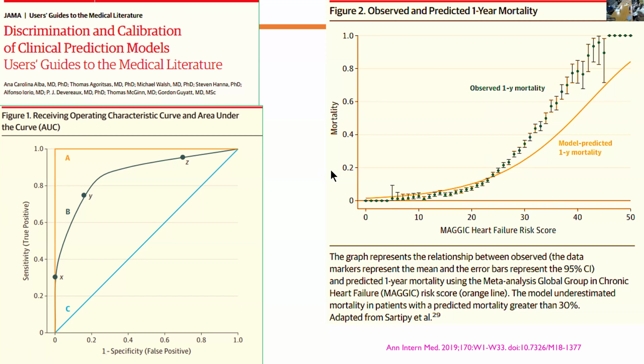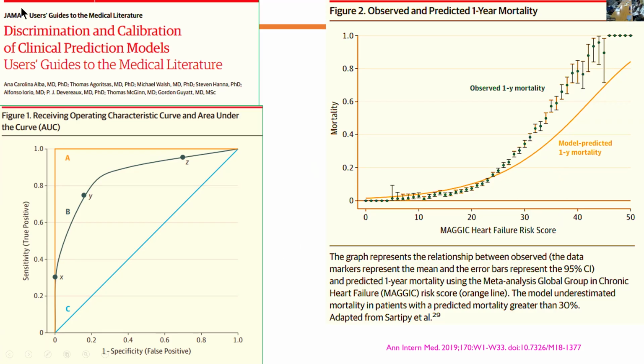So what can you see here? The black line is actually what happened, and the orange line is what the model predicted. Let us take 40%. When the actual mortality was 40%, the model predicted slightly less than 40%. So the model underestimated mortality.